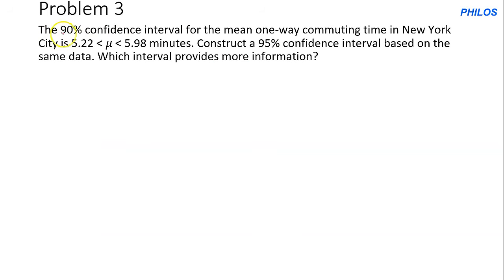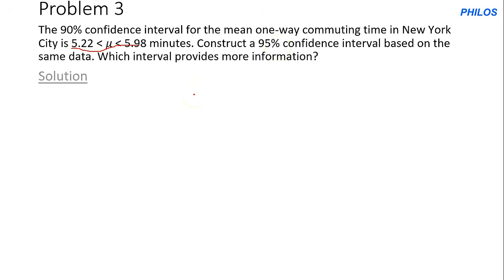The question says, the 90% confidence interval for the mean one-way commuting time in New York City is 5.22 less than mu less than 5.98 minutes. Construct a 95% confidence interval based on the same data. Which intervals provide more information? What happened is that the question wants you to use the data that was used to estimate this confidence interval to construct a new confidence interval at 95% confidence level.